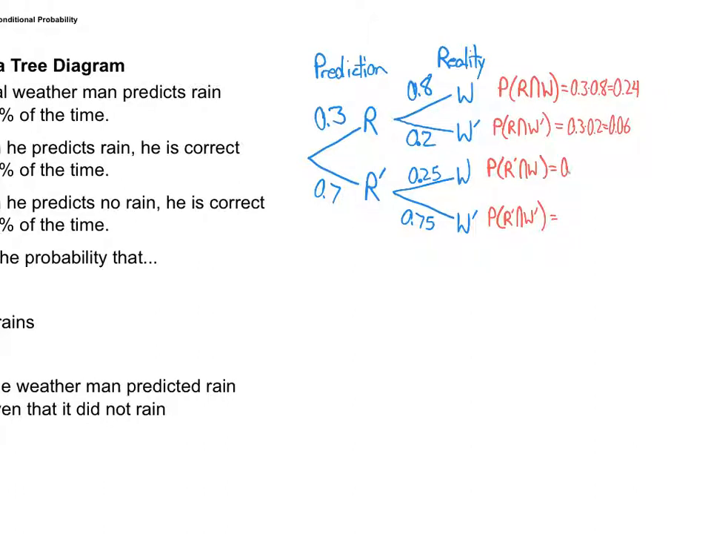So 0.7 times 0.25. Also, we don't want to round at all. So 0.7 times 0.25, what would that be? 0.175. And then 0.7 times 0.75, that would be 0.525.